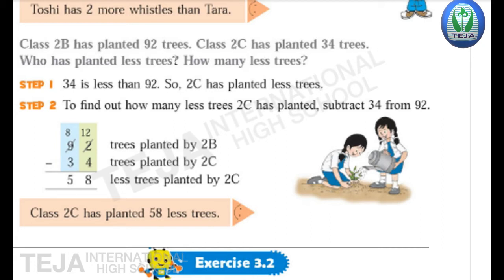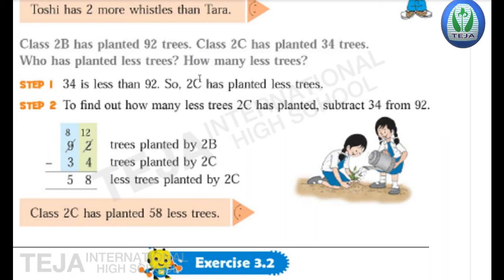Now who has planted more trees and who has planted fewer trees, children? Here 92 is the bigger number, 34 is the smaller number. So second B has planted more trees, whereas second C has planted fewer trees. Now, by seeing the figures, we can identify the more or less. But the second question is, how many fewer trees? We have to find out how many fewer trees were planted by second C. So, in step 1, 34 is less than 92. So, second C has planted fewer trees. By seeing the figures, we can give the answer.